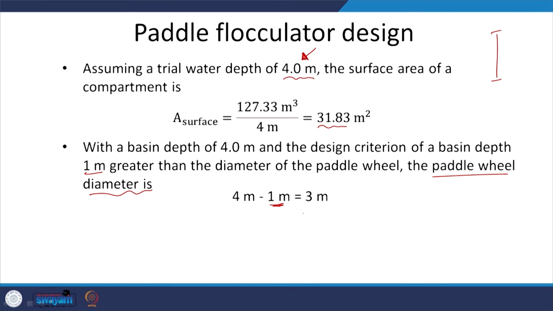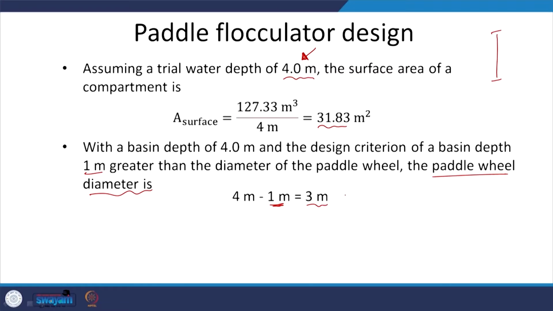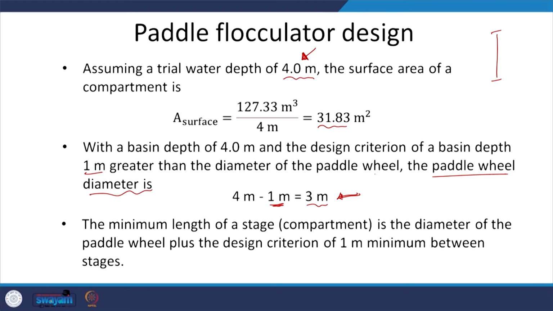Another way to go around it is to first look at the paddle wheel diameters which are available to you, and then look at the clearance and depth. It depends also upon being able to find what you want, so it cuts both ways. Here we are taking the other approach where we assume everything is going to be available to us. Now, the minimum length of a stage or compartment.